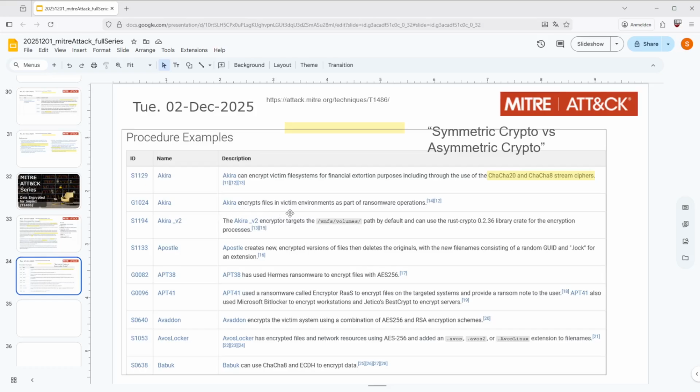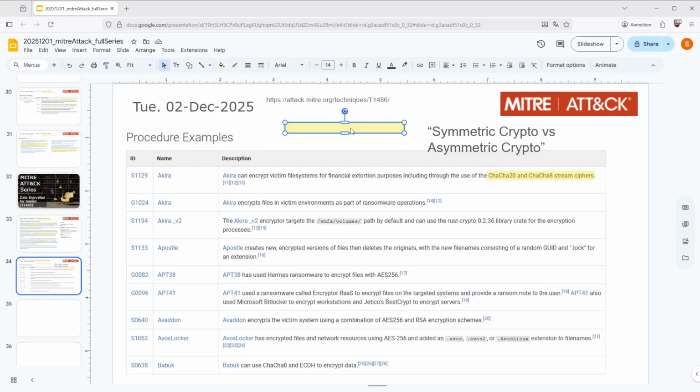Akira encrypts files in victim environments as part of ransomware operations. Yes, I don't understand why they have two entries here for them with different SIDs. I need to figure out what is S and what is G. We might do that today, but let me mark it down.